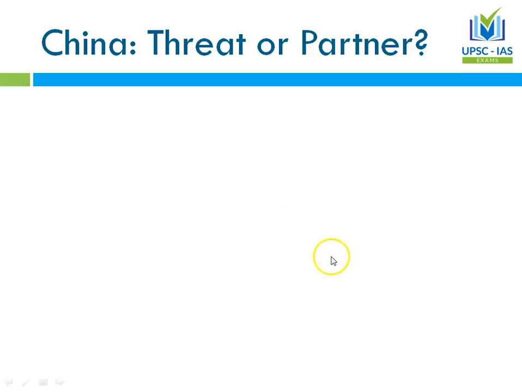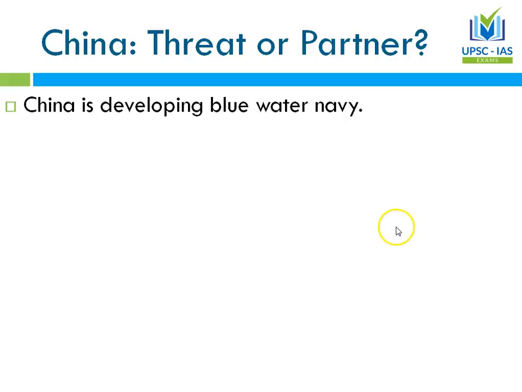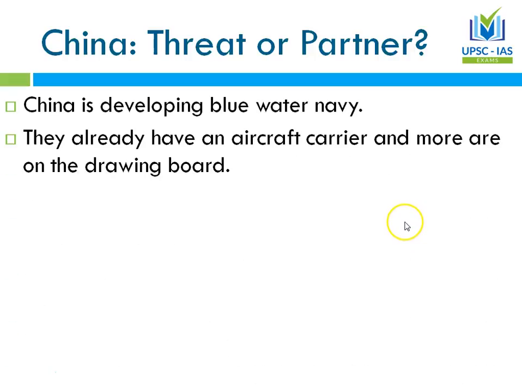Now, as we are talking about China, the question is whether China is a threat or a partner. Now, China is developing a blue water navy. Blue water navy means the best of the best, right?